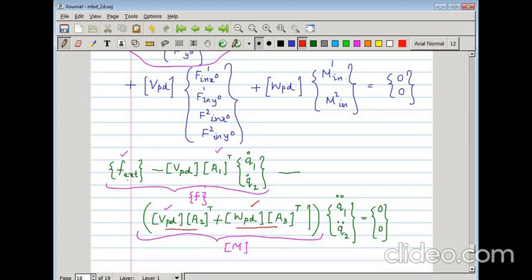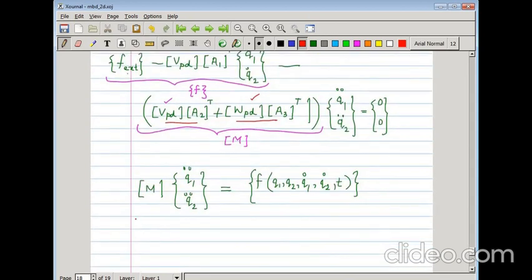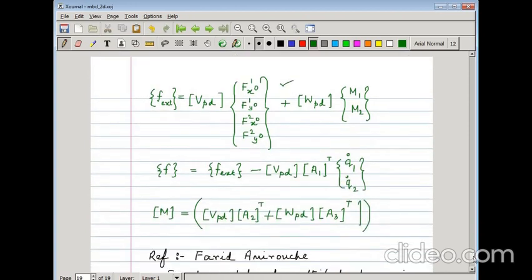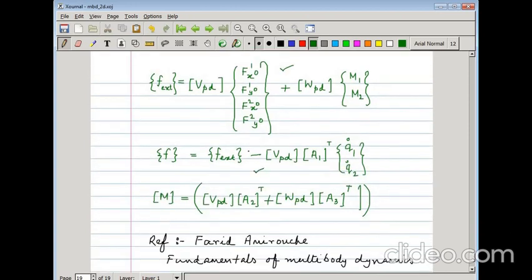So now if you combine these two terms and call it F, and if you combine these two terms and call it M, since q1 double dot and q2 double dot are here, you get the equation in this form, M q double dot equal to F. So this is the equation which was our objective, where F external is from the externally applied forces and the externally applied couples. This is F.